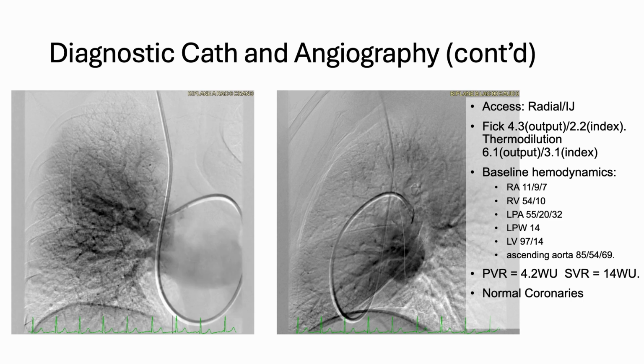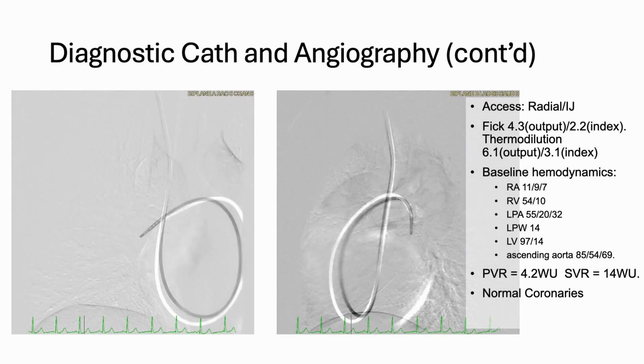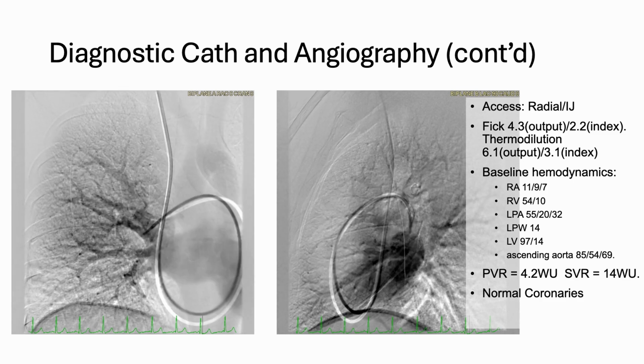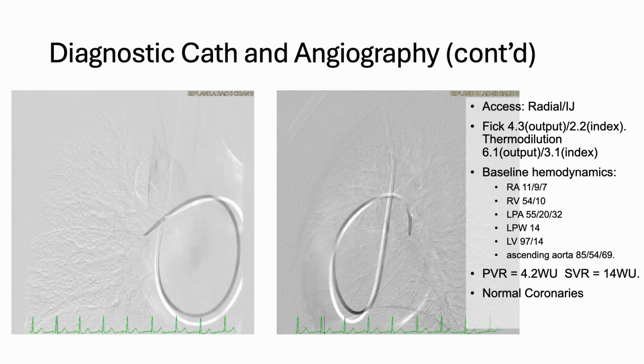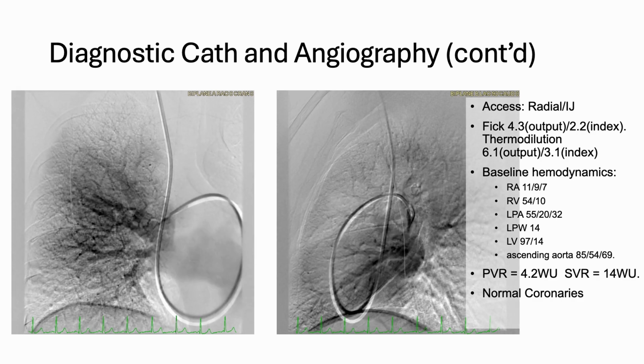So this was done via access to the radial artery and right internal jugular vein. We found that her Fick cardiac output was 4.3 liters per minute, and her thermodilution was 6.1 liters per minute, which obviously we often see potentially an issue when there's some degree of tricuspid regurgitation.